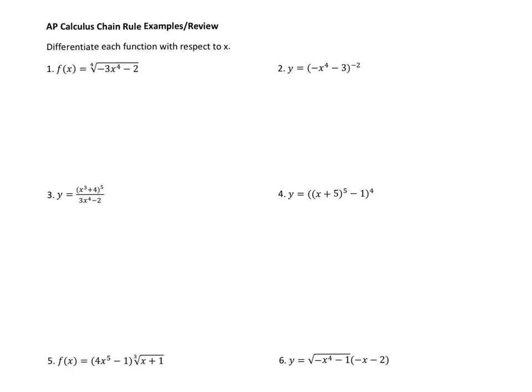On this first one, we've got f of x equals the fourth root of negative 3x to the fourth minus 2. So basically, we can rewrite this to be negative 3x to the fourth minus 2 to the 1/4 power. Now, that'll help us in taking the derivative.